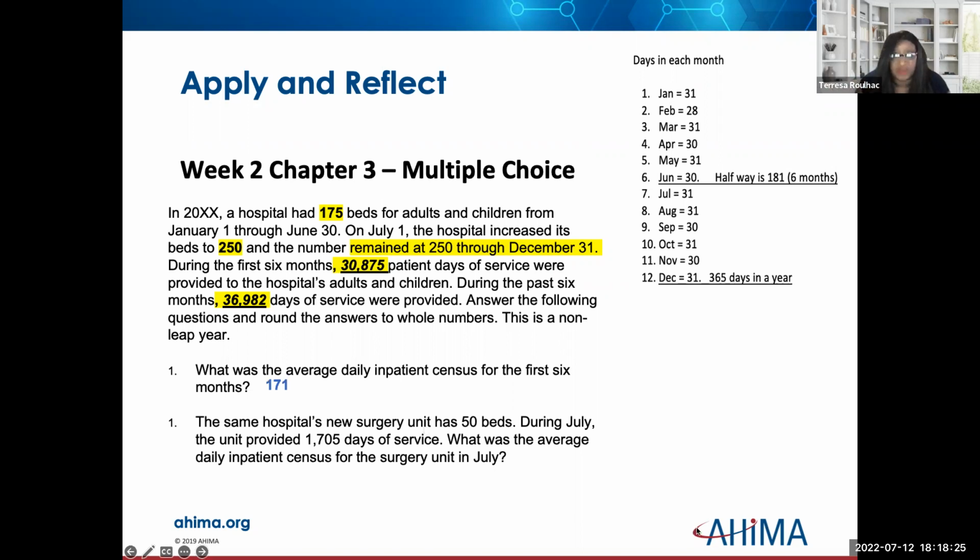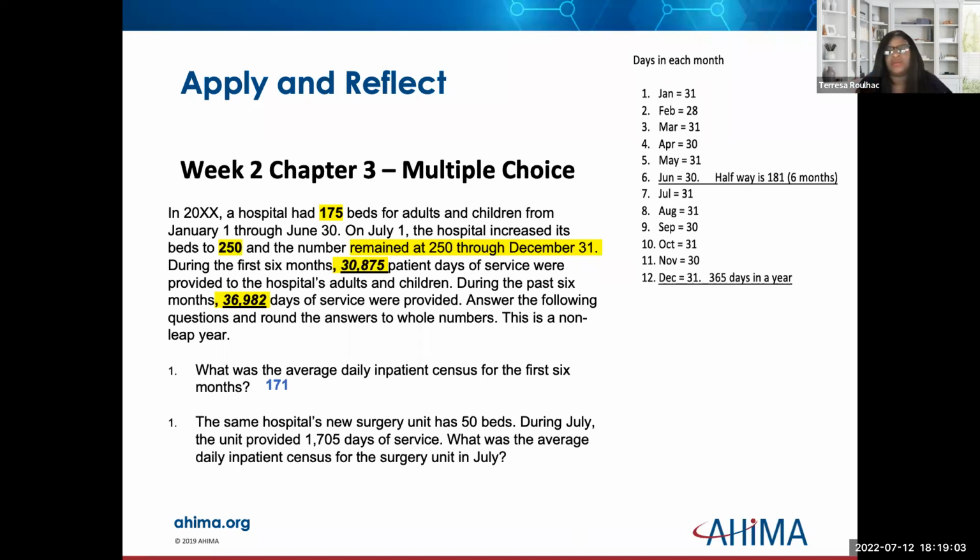The very first 6 months has 181 days. You divide the 181 by 30,875, because we know that in the very first 6 months, there were 30,875 patient days of service. The number we will get is 170.58. However, the directions say to round to the nearest whole number, which gives you the answer of 171.